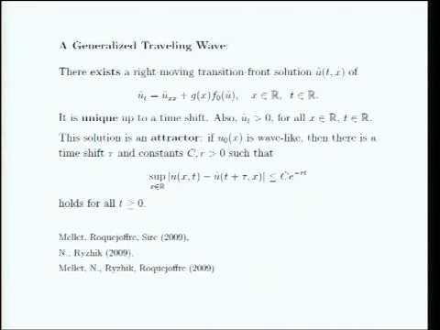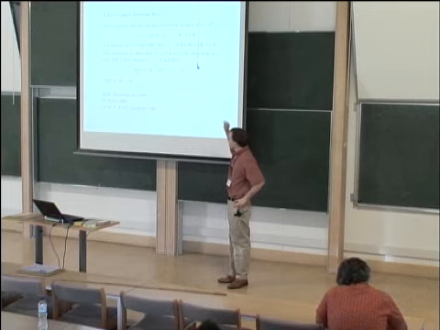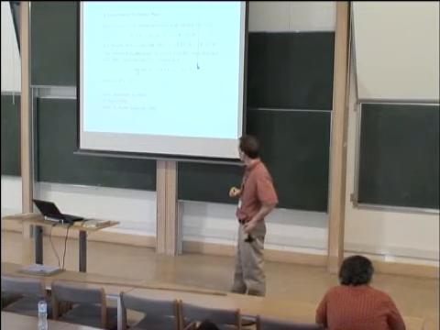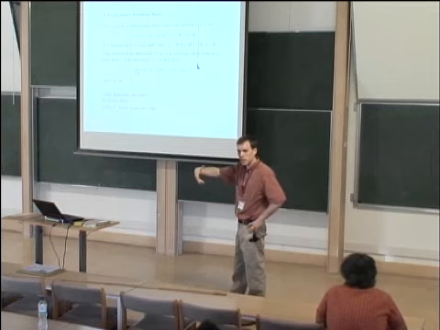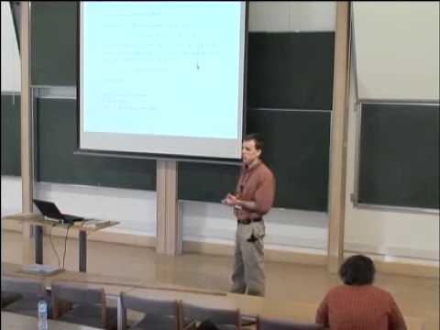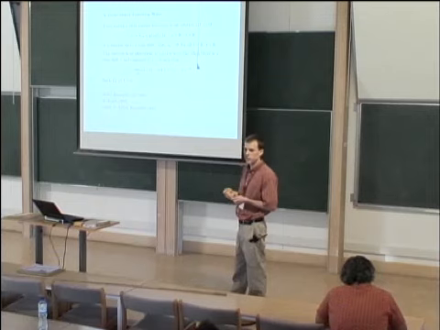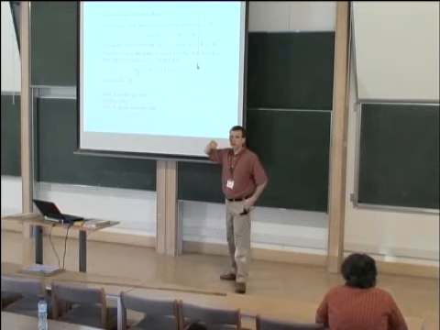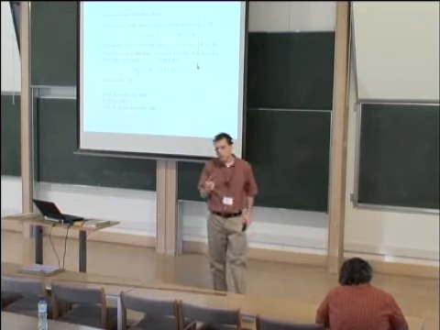And that means that if I take any initial condition which is wave-like, then there's some shift tau, again, that depends upon the initial condition. It doesn't change in time. And the solution to the Cauchy problem, with that initial condition, converges to this generalized traveling wave exponentially fast. The rate here depends only upon f0 and the bounds on g. It doesn't depend upon the initial condition.